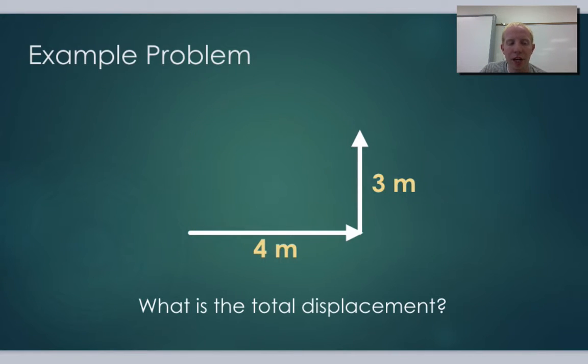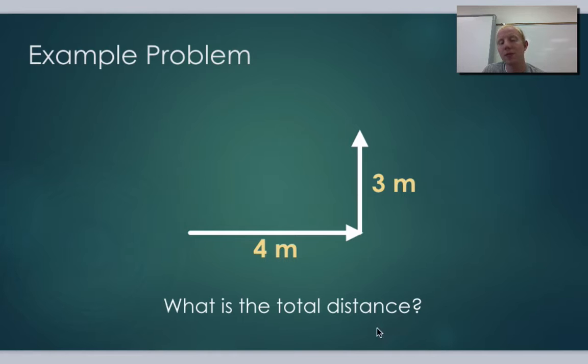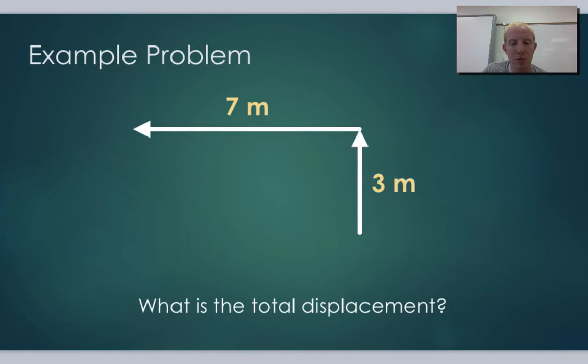Alrighty. Another thing to be careful of really quickly is the word displacement versus the word distance. If you see the word distance, that just means total path traveled. So in this case, the total distance is 7 meters, right? 4 plus 3. So be careful whether it wants the vector addition or just the scalar addition of all the different paths. All right, let's do one more problem just to practice.